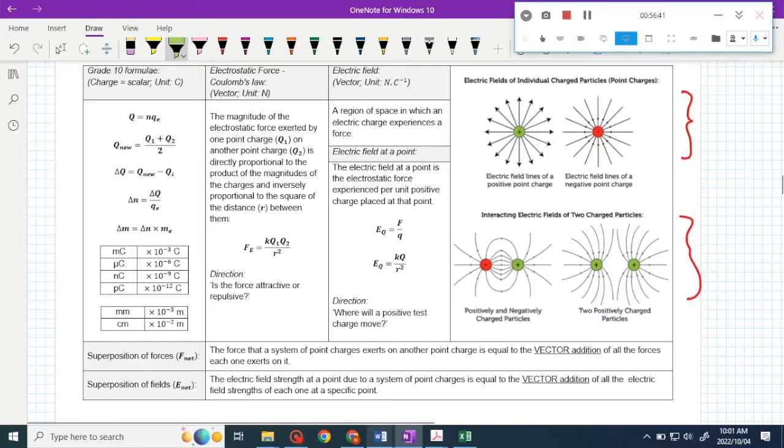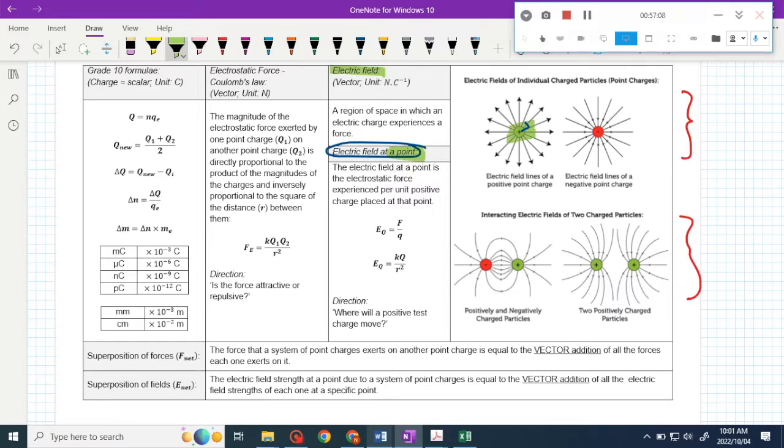If you have a positive charge on its own, you draw straight lines perpendicular to the surface. Take your time to draw these diagrams. Don't draw them in a rush. Take your time. Use a ruler. It goes out of positive because according to the definition of an electric field at a point, there's a difference between the definition of electric field and electric field at a point.